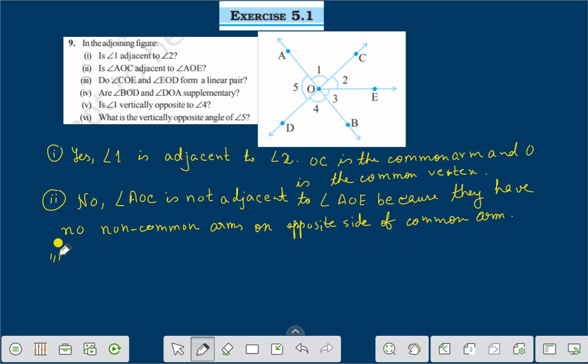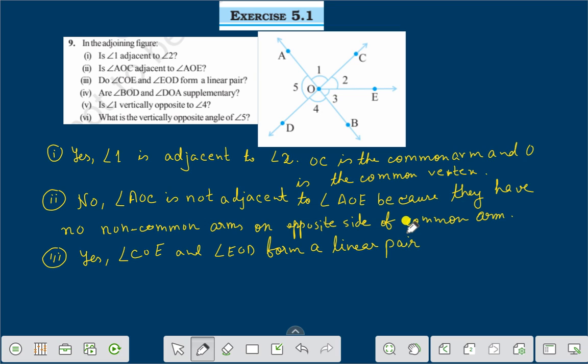Now question number 3 is, do COE and EOD form a linear pair? Yes, angle COE and angle EOD form a linear pair.